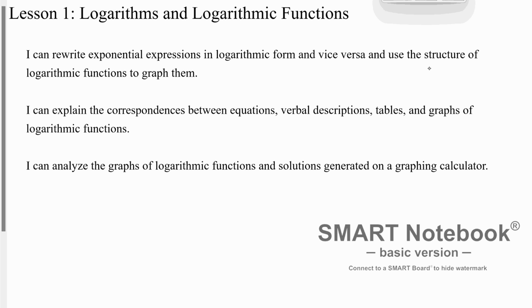6 about logarithms and logarithmic functions. So here are some stuff that we're going to do, our standards for today that we're going to look at, mostly review and rewrite exponential functions as logarithms, explain the difference in between equations, either from graphs or words or tables, and then analyze those graphs of logarithmic functions.